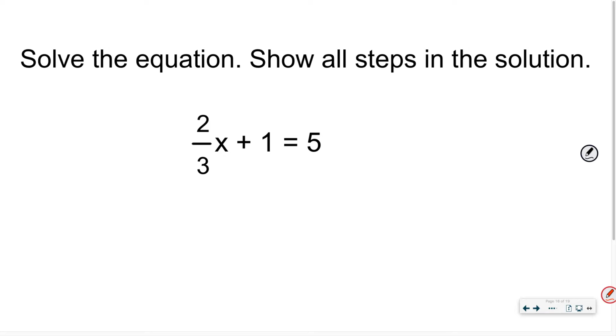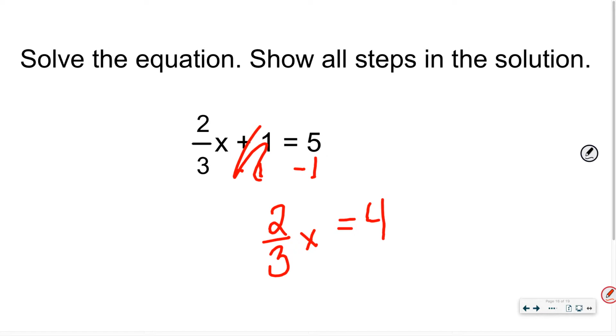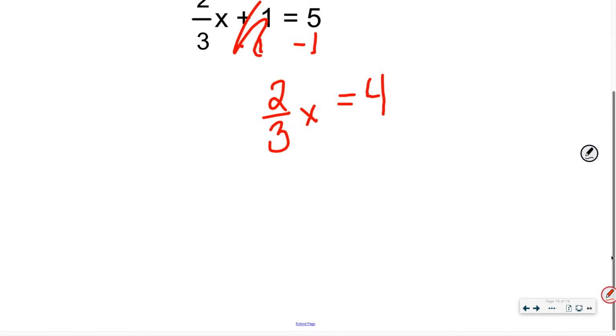So how can I undo that operation or that process? Marco. I can subtract 1 from both sides. And what am I left with? 2/3 x equals 4. 5 minus 1. Good. Now what? We multiply both sides by 3/2. Okay, so you jumped a step, but you're correct.